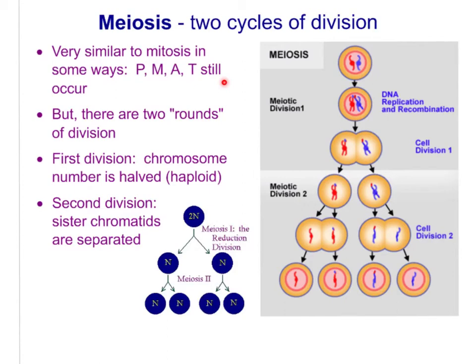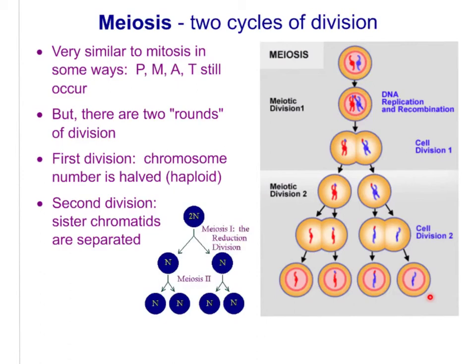However, there are two rounds of division. We have Meiosis I right here, and then we have a second round, Meiosis II. In the first round of cell division, Meiosis I, the chromosome number is halved. It's cut in half, and we get two cells with half the number of chromosomes. Then in the second division, sister chromatids separate, and each of those cells in turn produces two more daughter cells, and we get, in the end, 4 daughter cells.